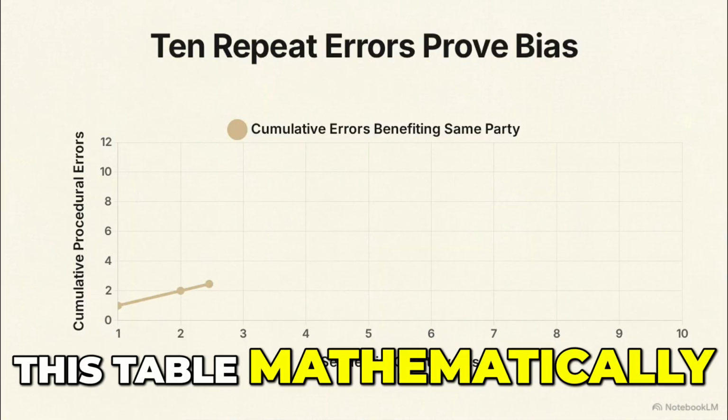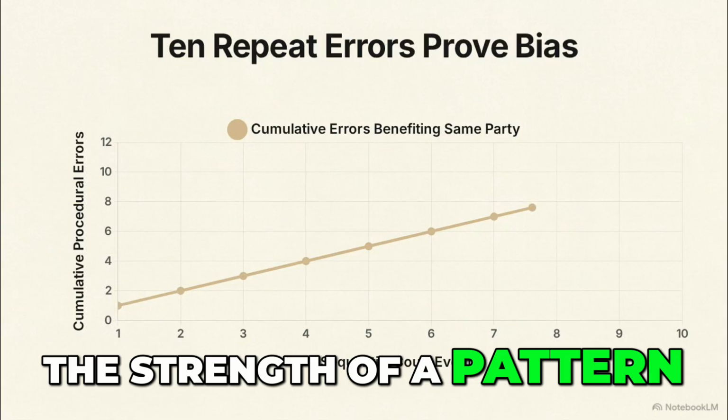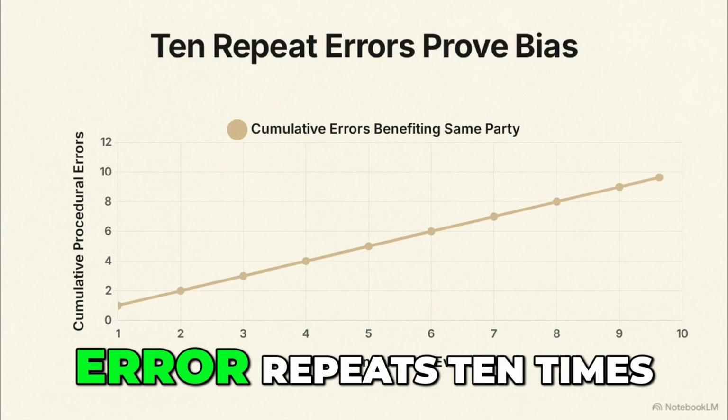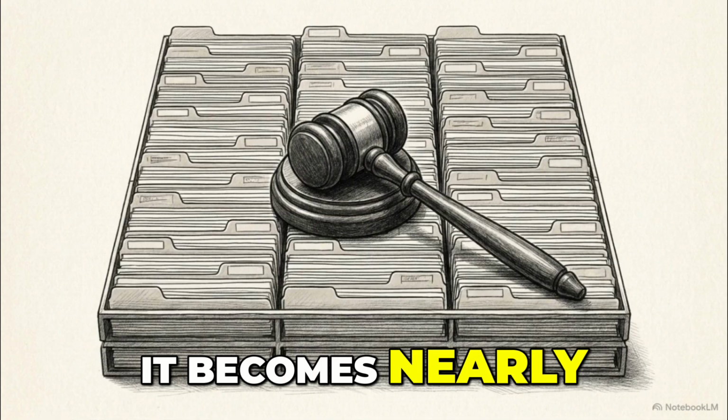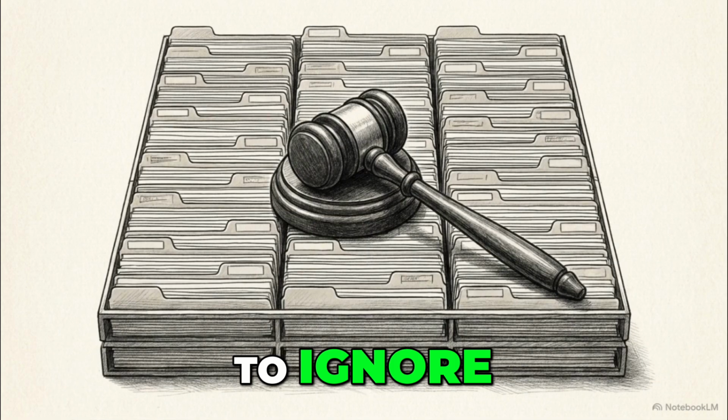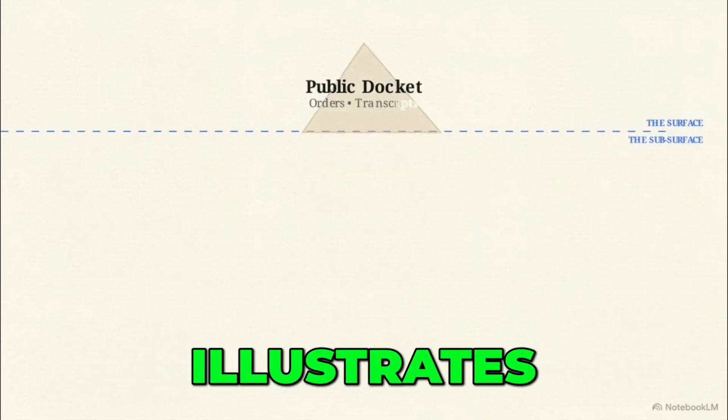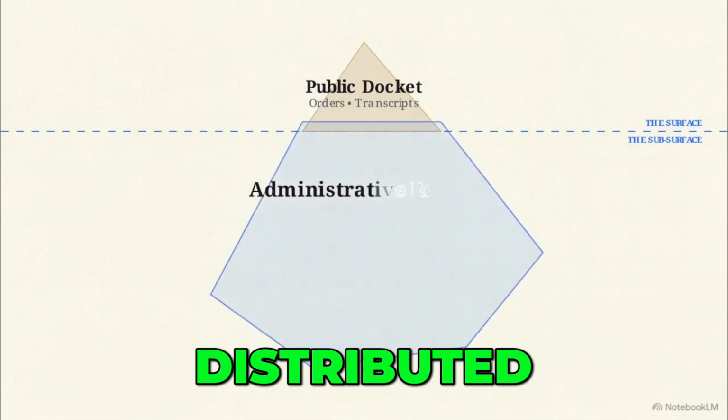This table mathematically demonstrates the strength of a pattern. When the same procedural error repeats 10 times to the exact same person's benefit, it becomes nearly impossible for an oversight board to ignore.